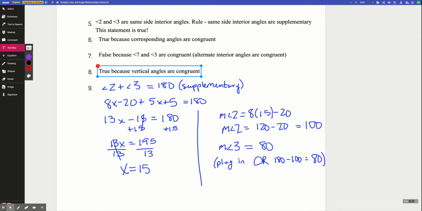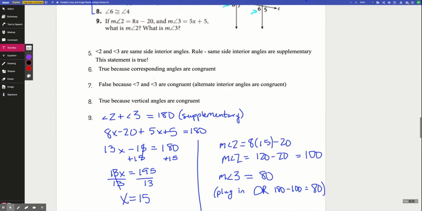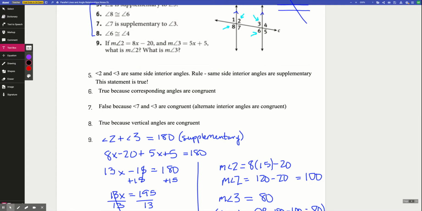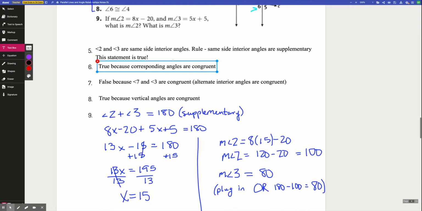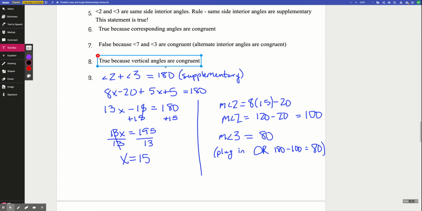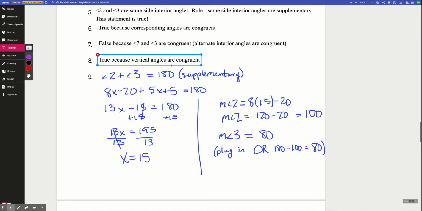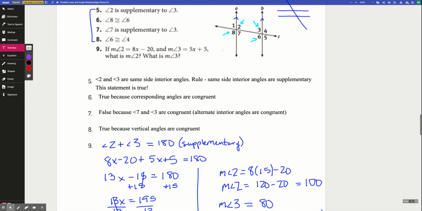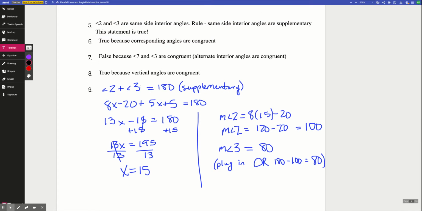All right, and last one, number 9, we needed to figure out, they gave us measure of angle 2 and measure of angle 3, right? And they wanted us to figure out how big those angles are. So before I can do that, I have to figure out what x is, okay? And angle 2 and angle 3, if you look at the picture, are same side interior angles, right? So remember, same side means supplementary. So angle 2 plus angle 3 has to equal 180.